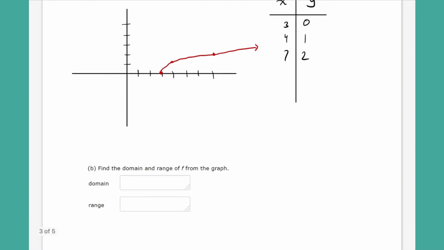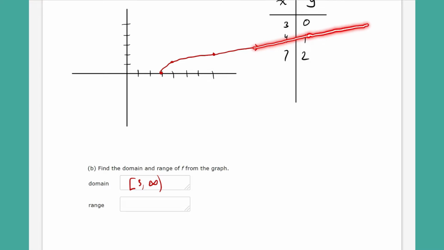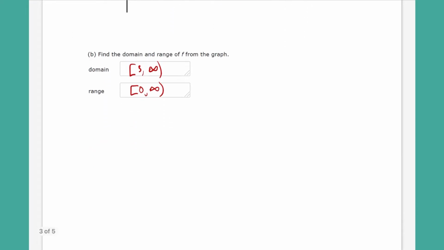All right, now we can look at the domain of this function. Well, the smallest x value at which it's defined would be positive 3. And it's going to go indefinitely to the right, so from positive 3 to positive infinity. And the range, well, the lowest y value is 0, and the highest y value is going to be infinity because this is going to continue to get higher and higher. So 0 to infinity.